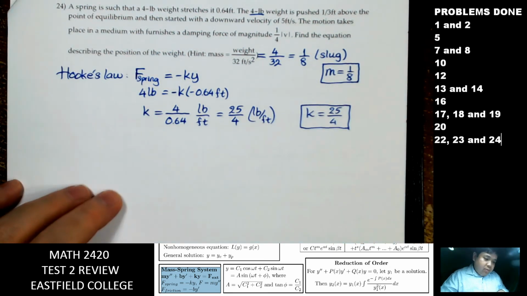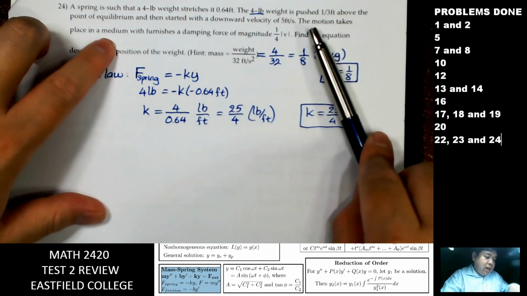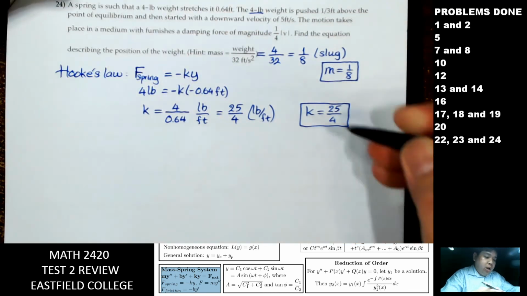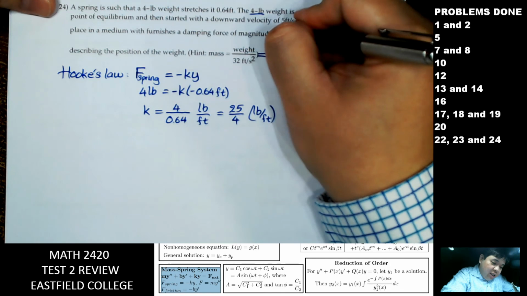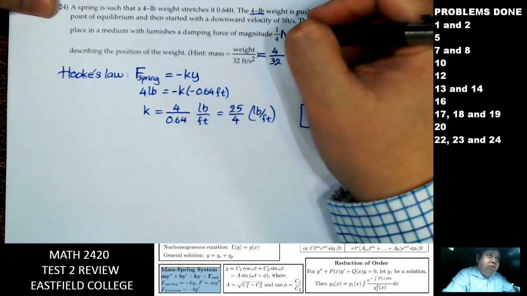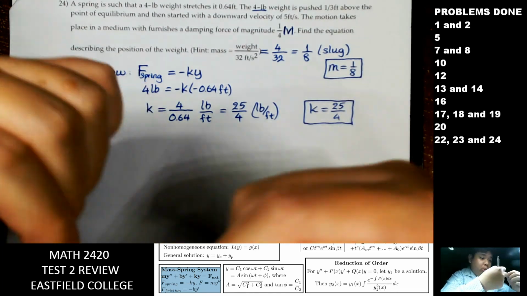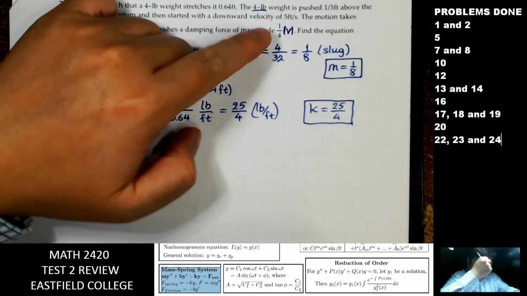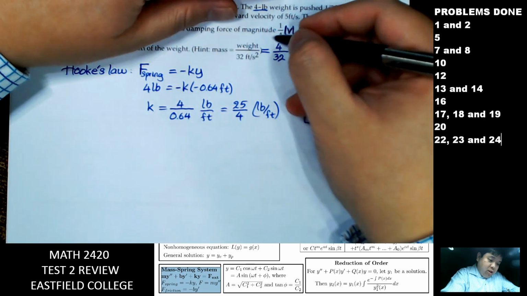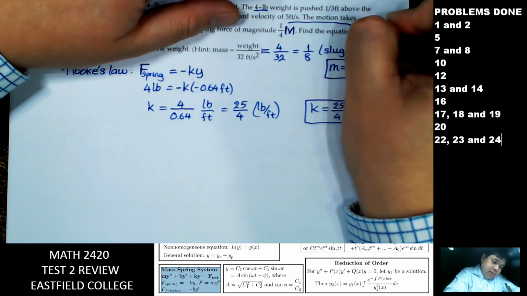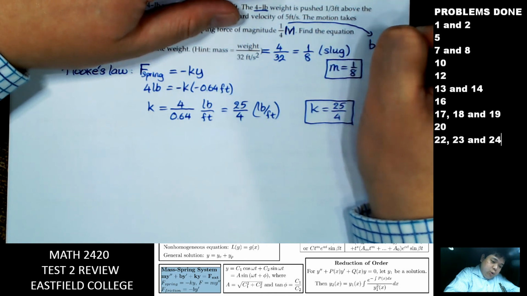Next, the motion takes place in a medium with a damping force of 1/4 times this. Actually, this is the magnitude of the velocity, meaning the faster it moves, the more friction there will be, but it will be 1/4 of that. So based on this, b is equal to 1 over 4.